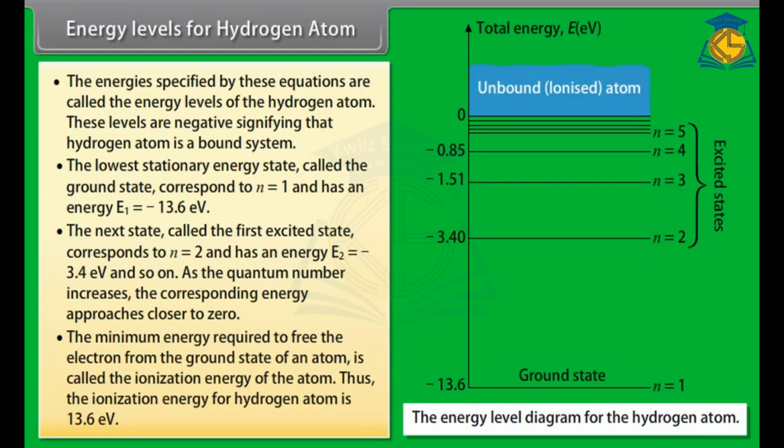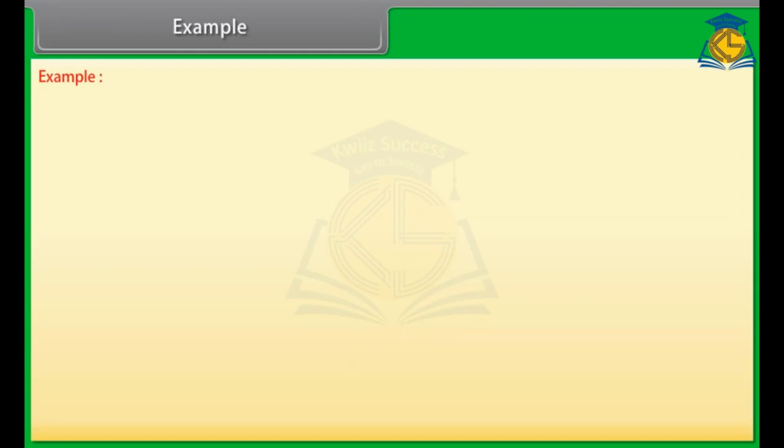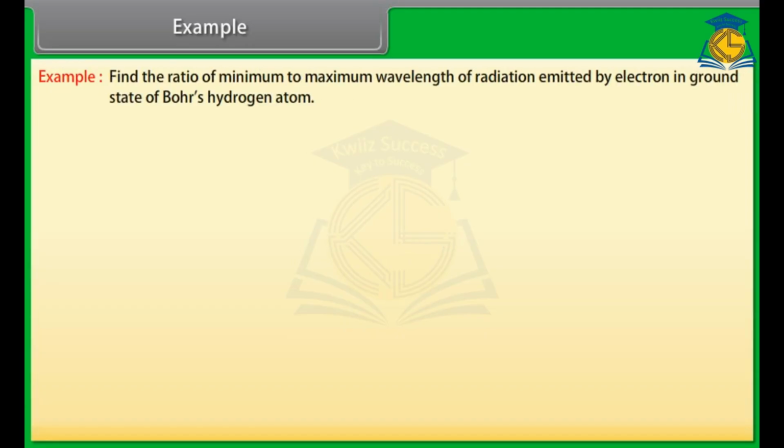The minimum energy required to free the electron from the ground state of an atom is called the ionization energy of the atom. Thus, the ionization energy for the hydrogen atom is 13.6 electron volt. Example. Let's take an example of Bohr's model of the hydrogen atom. Let's see the solution. Find the ratio of minimum to maximum wavelength of radiation emitted by an electron in the ground state of Bohr's hydrogen atom.